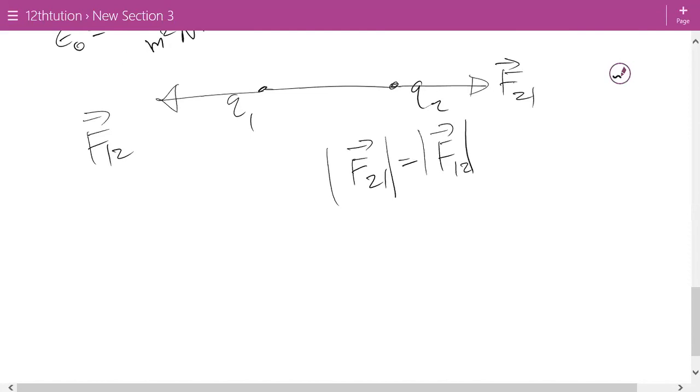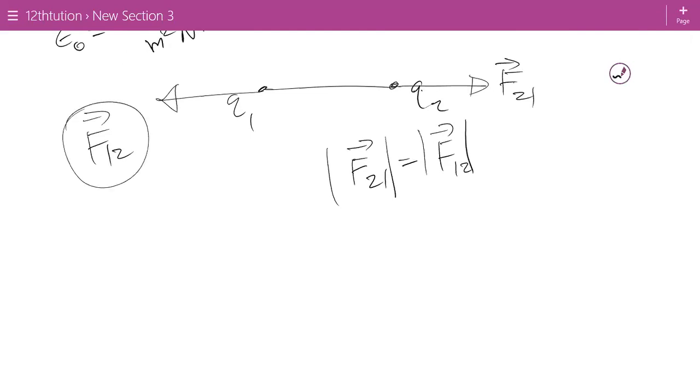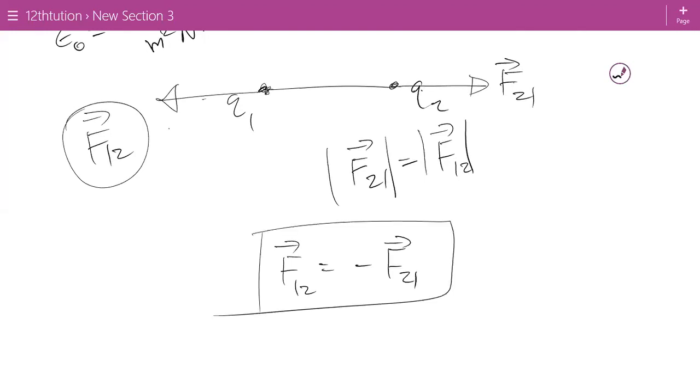So this is the action. It means this is the force applied by the Q2 charge on the Q1 charge. And then in the reaction, Q1 will also apply the same equal and opposite force on Q2. Equal means equal in magnitude, opposite means opposite in direction. So the F12 vector is equal to minus F21. That is followed by Newton's third law. Got it? Every action has an equal and opposite reaction.